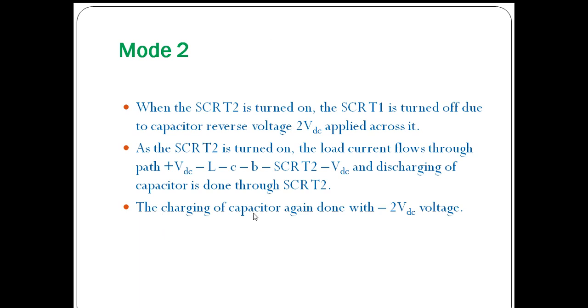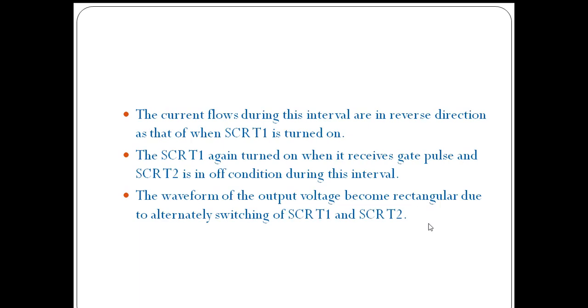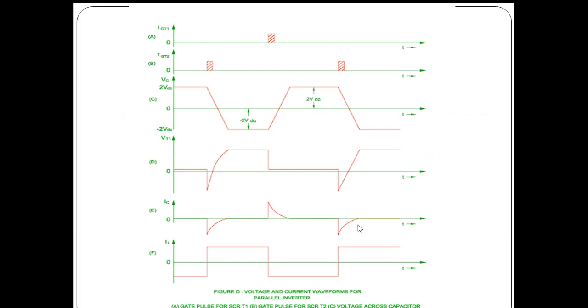The capacitor is again charged, from minus 2 VDC to plus 2 VDC. The current flows during this interval are in reverse as SCR T1 is turned on. SCR T1 is turned on again when it receives the gate pulse, and SCR T2 is off during this interval. The waveform of the output voltage becomes rectangular due to alternating switching of thyristors T1 and T2. So these are the waveforms.